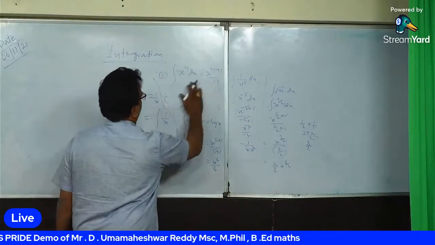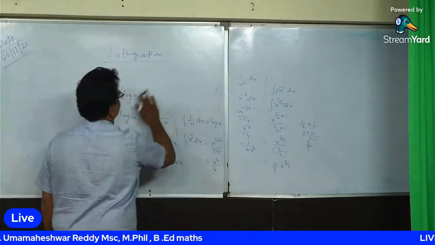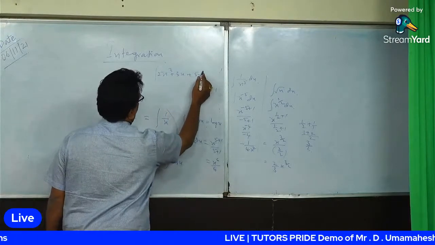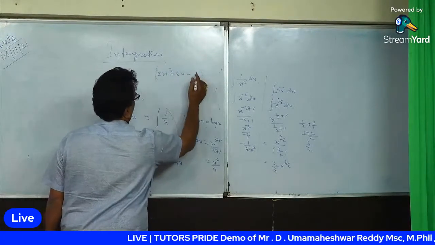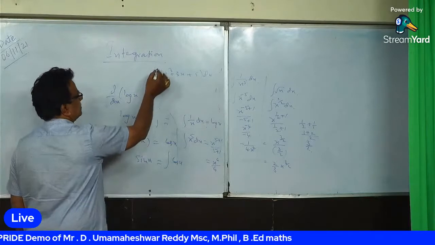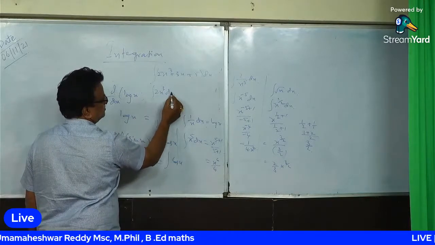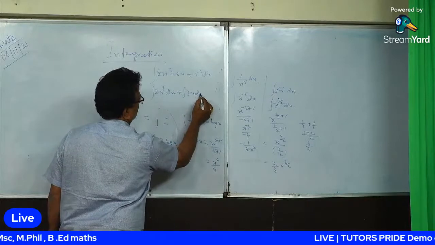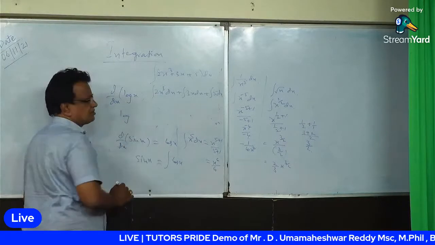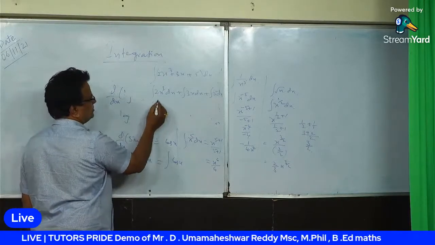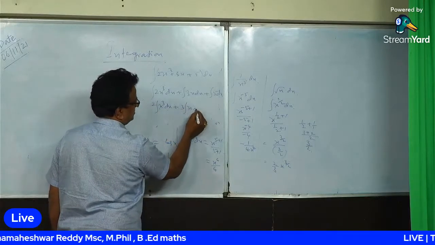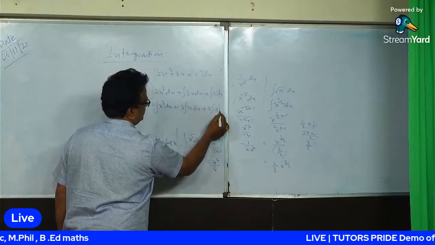Similarly, you can have some problems like this. Integration of 2x cube plus 3x plus 5 dx. So, integration of this type, for example: integration of 2x cube, integration of 3x, integration of 5 dx. 2 is a constant. The constant terms you can bring outside: 2 integration of x cube dx. The 3 is a constant, outside, integration of x dx. The 5 is a constant, outside, integration of dx.